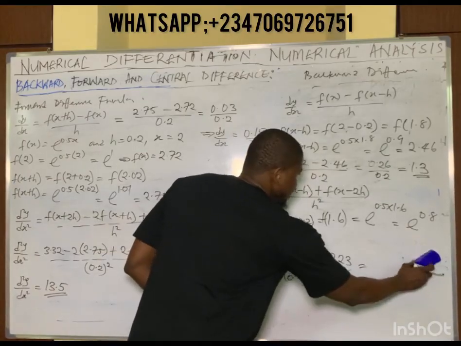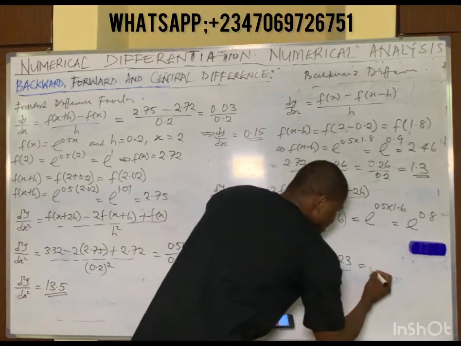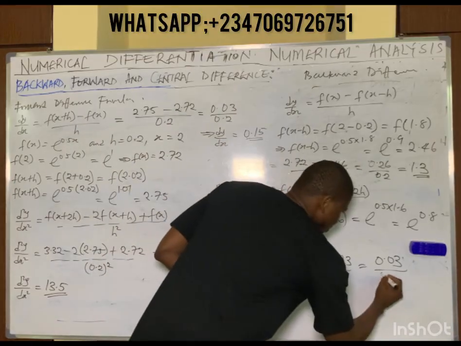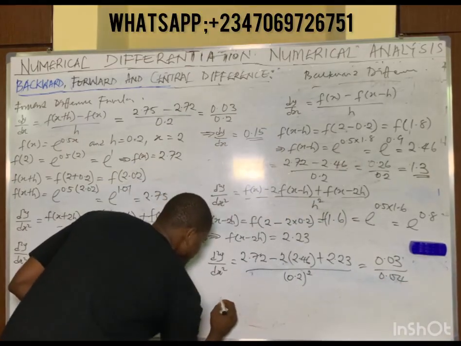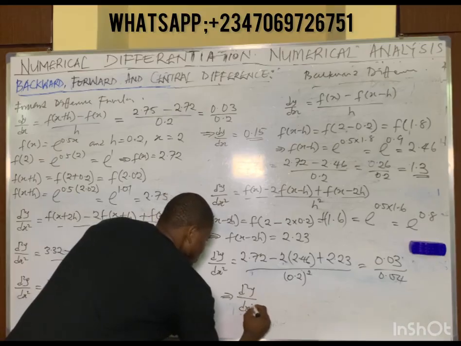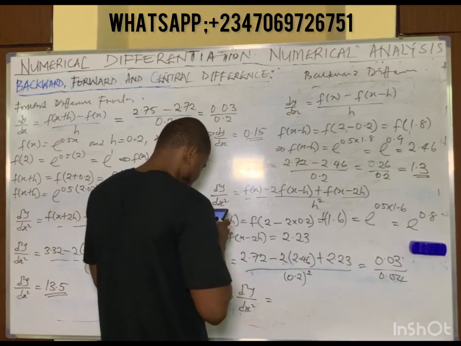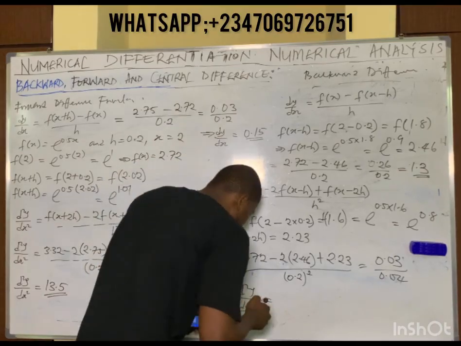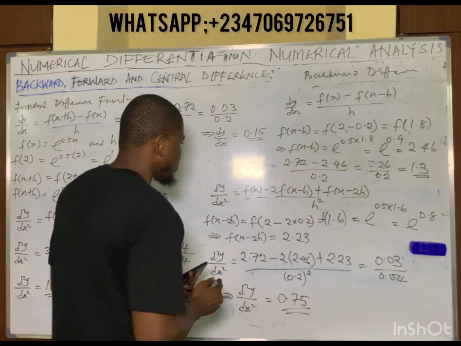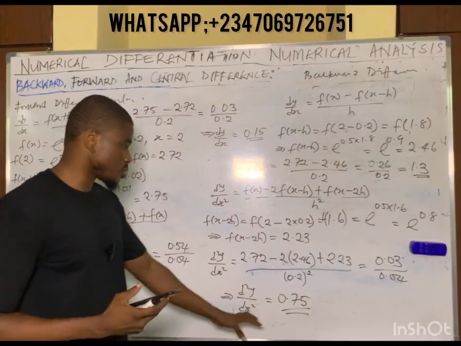So let me evaluate everything at the numerator just to save time. Everything at the numerator simply gives me 0.03, divided by 0.2 squared, which is 0.04. So this implies that the double derivative, d squared y over dx squared, is going to be equal to 0.03 divided by 0.04. That simply gives us 0.75. So the double derivative approximation using Newton's backward difference formula simply gives us 0.75.